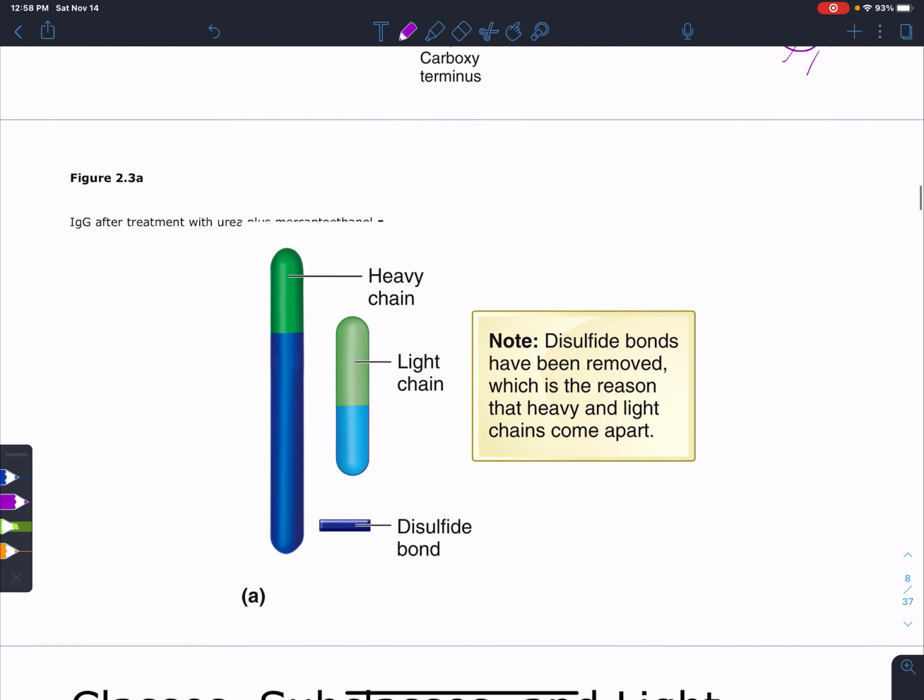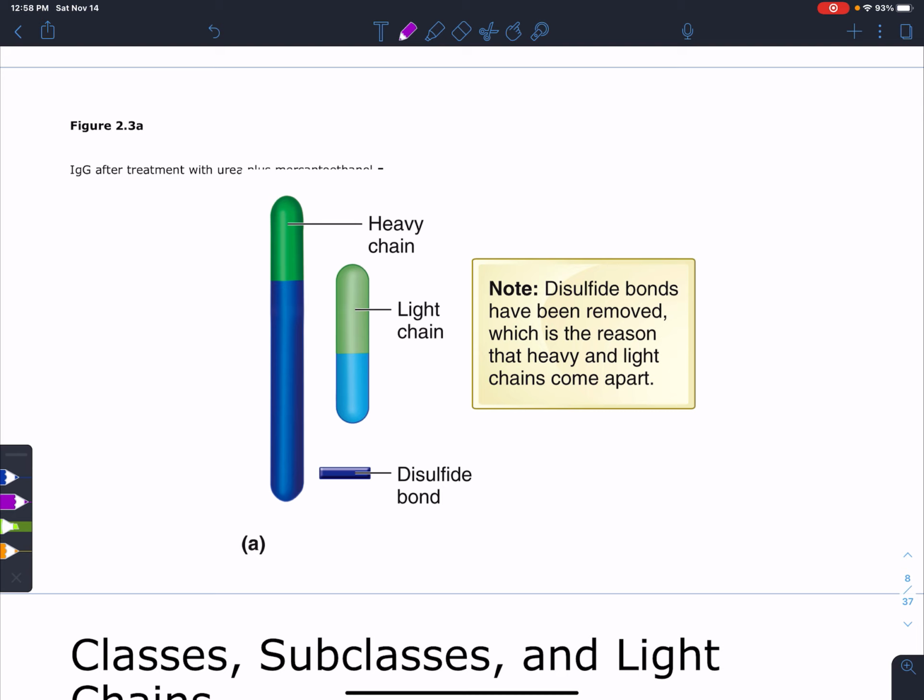Okay. So that's where constant, variable. Okay. And so here's a picture of our heavy chains and light chains. Okay. And one thing I'm going to touch on here is it's in our other PowerPoint as well when we start off. These light chains can be kappa or they can be lambda. Okay.